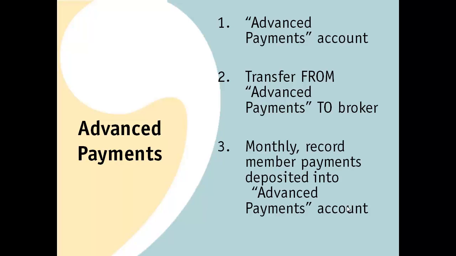Each month, as you're ready to recognize the receipt of the payment, record a member payment which is deposited into the advanced payments account. This will lower the negative amount in this account, meaning your payments are now being added to your club assets.